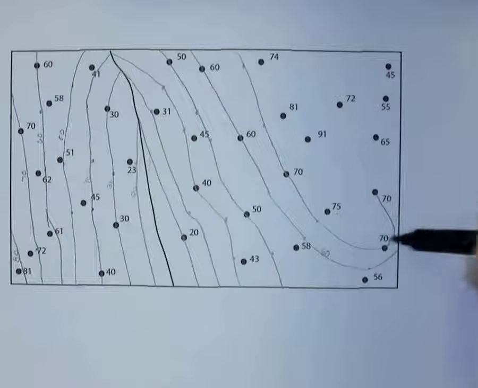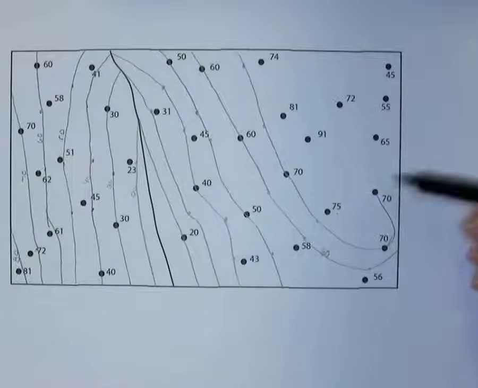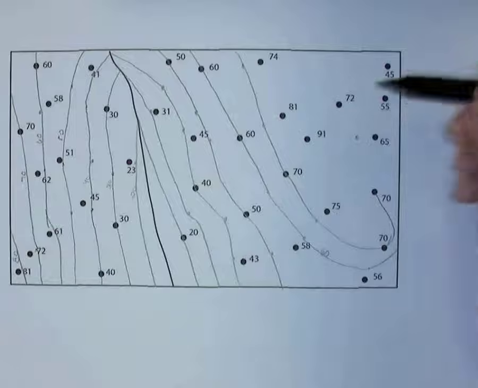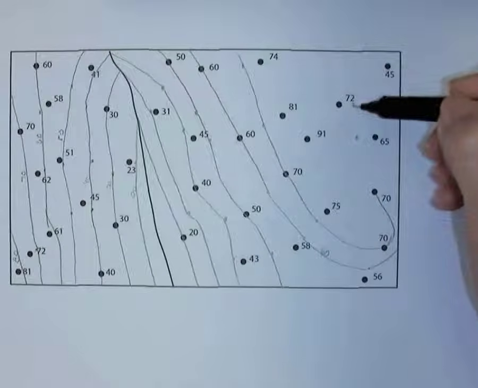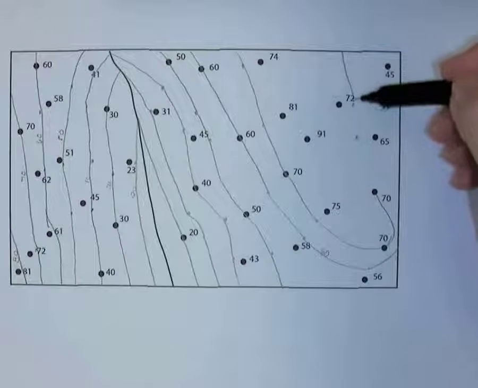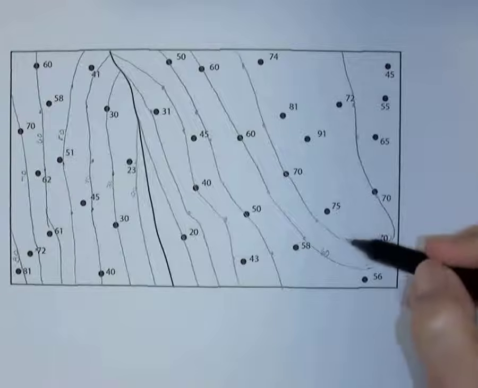We don't have enough data here to tell us if it goes off and comes back on, or if we just swoop there. Between 91 and 65, I would end up about here. Between 72 and 55, about here, so that I can go ahead and swing my contours about right there. All right, so that's my 70-foot.